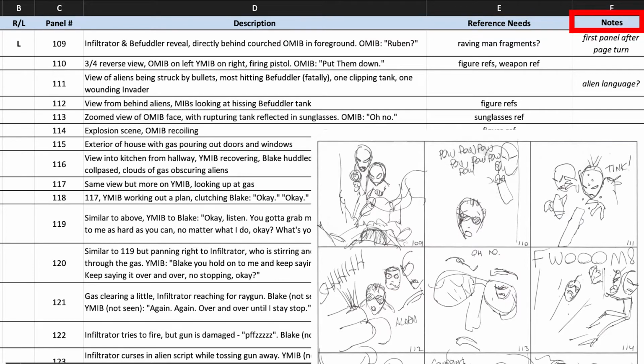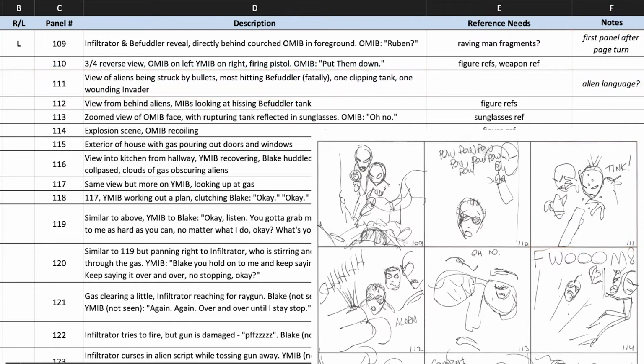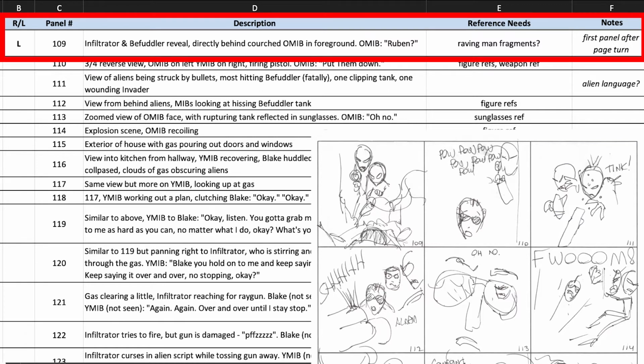To the right of that is just other miscellaneous notes. So for example, panel 111, we have some aliens being shot. That's where I was thinking maybe I want one of them uttering something while that's happening. So I need to come up with an alien language. More importantly, and this is a sneak preview of what we'll be talking about probably in the next video, if you look at panel 109, I have the note, first panel after a page turn.